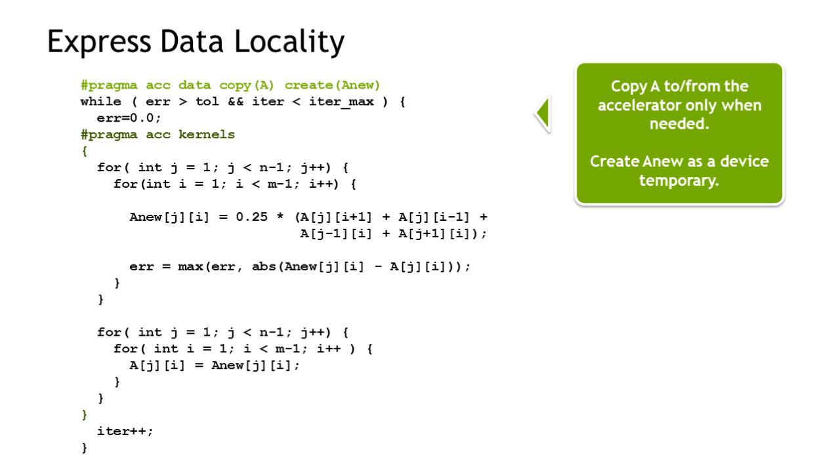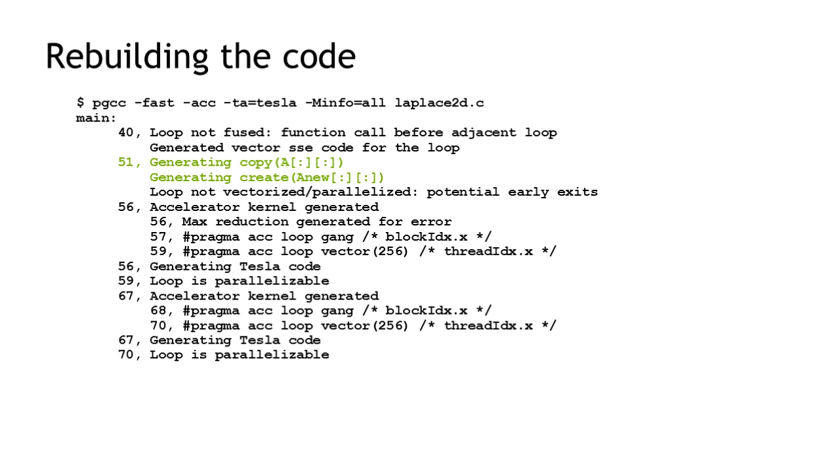To handle that. So adding these to the arrays, what I would expect is A new is a temporary that would only be used within the while loop, and A would be copied before the while loop begins and again as the while loop ends. So I'll rebuild the code, and you can see that the compiler has generated code to respect that here at line 51, copy A to and from, and create A new.